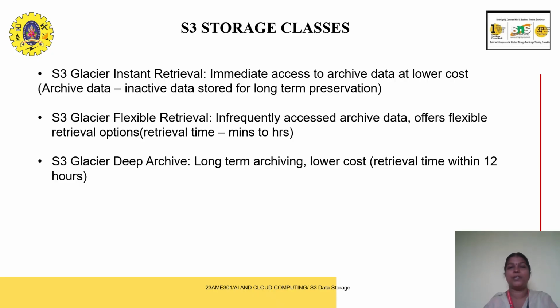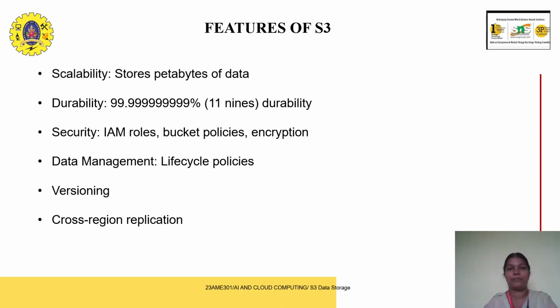S3 Glacier Instant Retrieval: it provides immediate access for archive data at a lower cost. Archive data means the inactive data stored for long-term preservation. S3 Glacier Flexible Retrieval: infrequently accessed data can be retrieved using flexible retrieval options. The retrieval time can be from minutes to hours. S3 Glacier Deep Archive: it is for long-term archiving. The retrieval time will be within 12 hours. Also, it leads to the lowest cost.